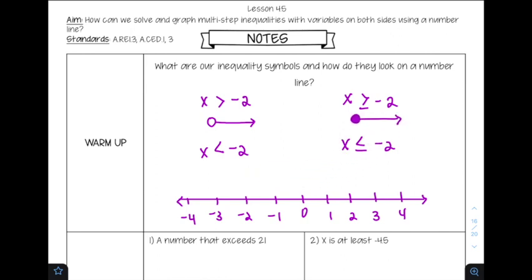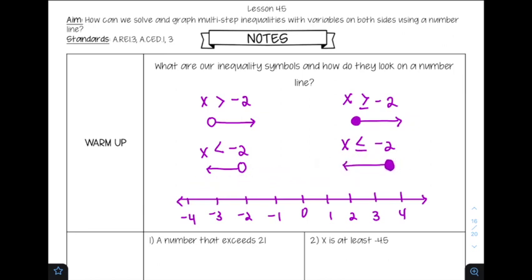Okay, so now we're going to graph the other two. x is less than -2. Since it's less than and not including -2, we keep our open circle, and we go to the left this time. With x is less than or equal to -2, we have a closed circle, and again, since it's less than, all values that are lower will be to the left on your number line. So here's how this would look on a number line: this is our graph for x is less than or equal to -2.